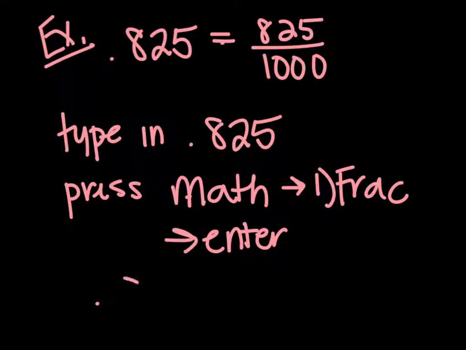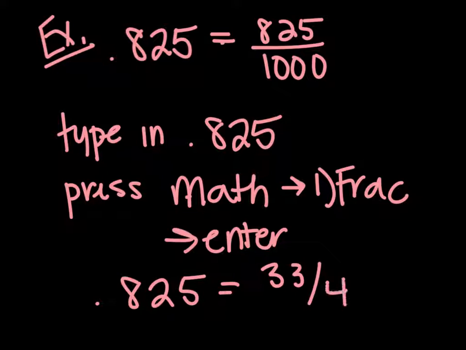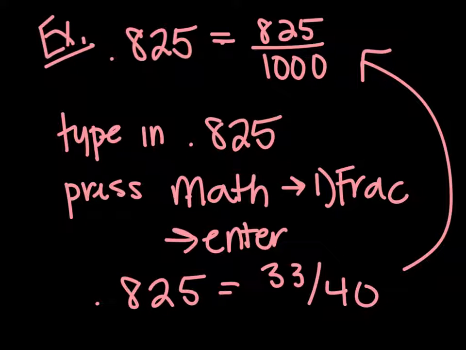So the calculator tells us that 0.825 is equal to 33 over 40, which you're right, is just the reduced form of our 825 over 1,000. But the calculator helped us see that 0.825 can be written as a fraction, which we might not have seen before.